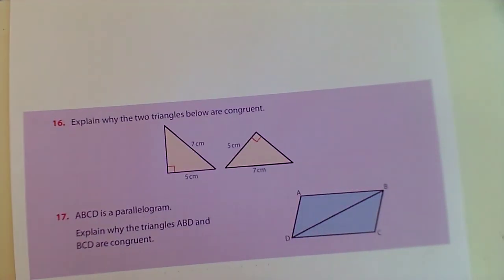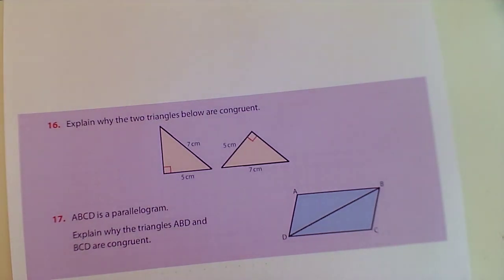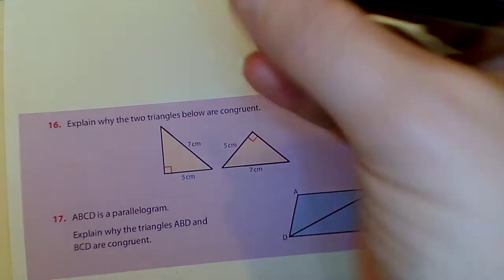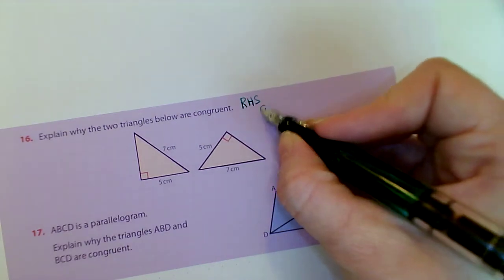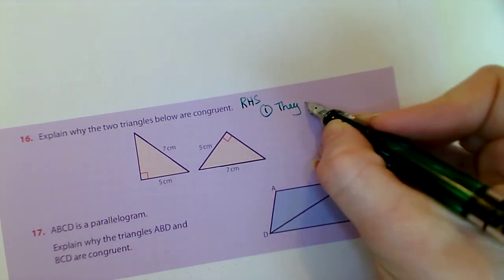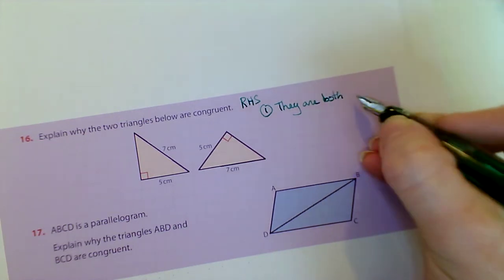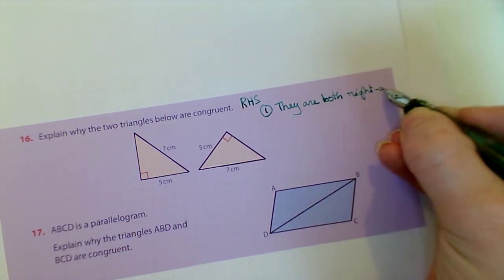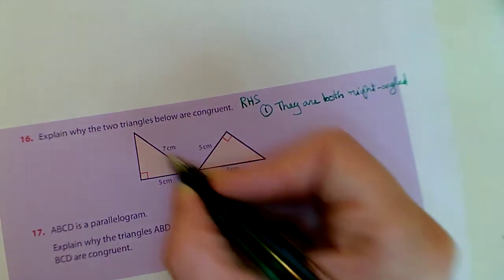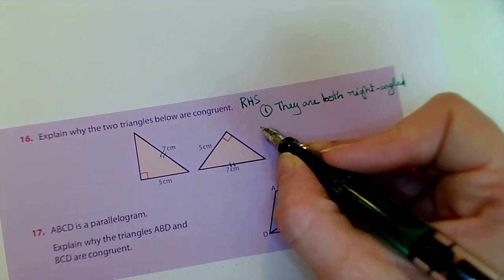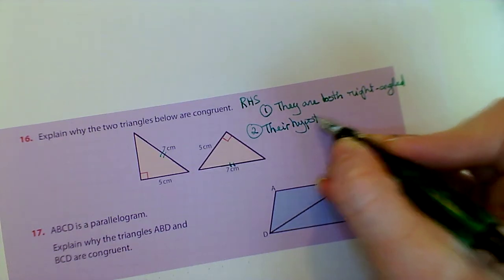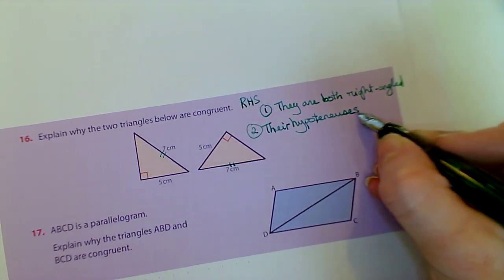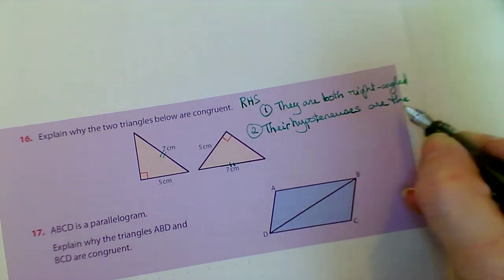16 and 17, congruent triangles. Explain why the two triangles below are congruent. Well, they're right-angled triangles, so we're going to look for RHS. We write down each of those in turn. They are both right-angled. H, their hypotenuses are the same length. Hypotenuse are the same, I don't know how you pluralize hypotenuse, are the same length.